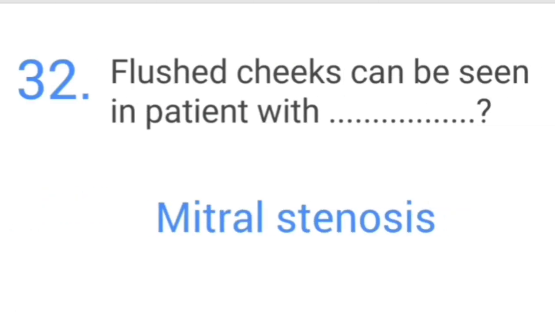Flushed cheeks can be seen in patient with dash. Mitral stenosis.